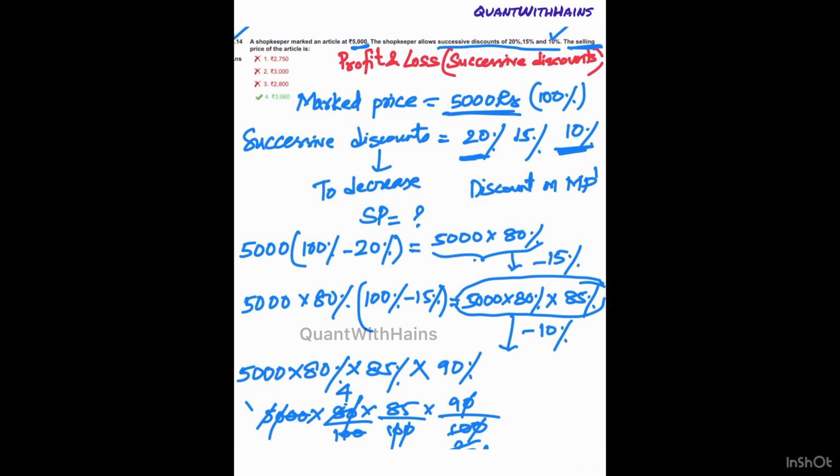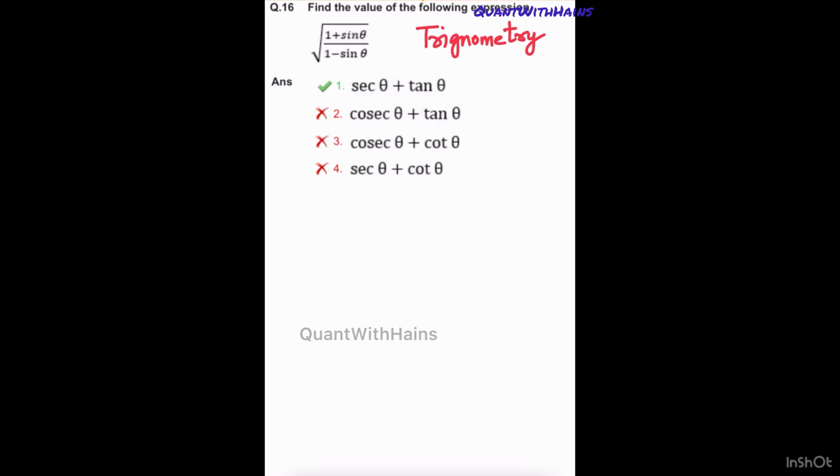So our answer is 4 into 85 into 9. 85 fours are 340. So our answer is 340 into 9, that is 3060. That is option 4.